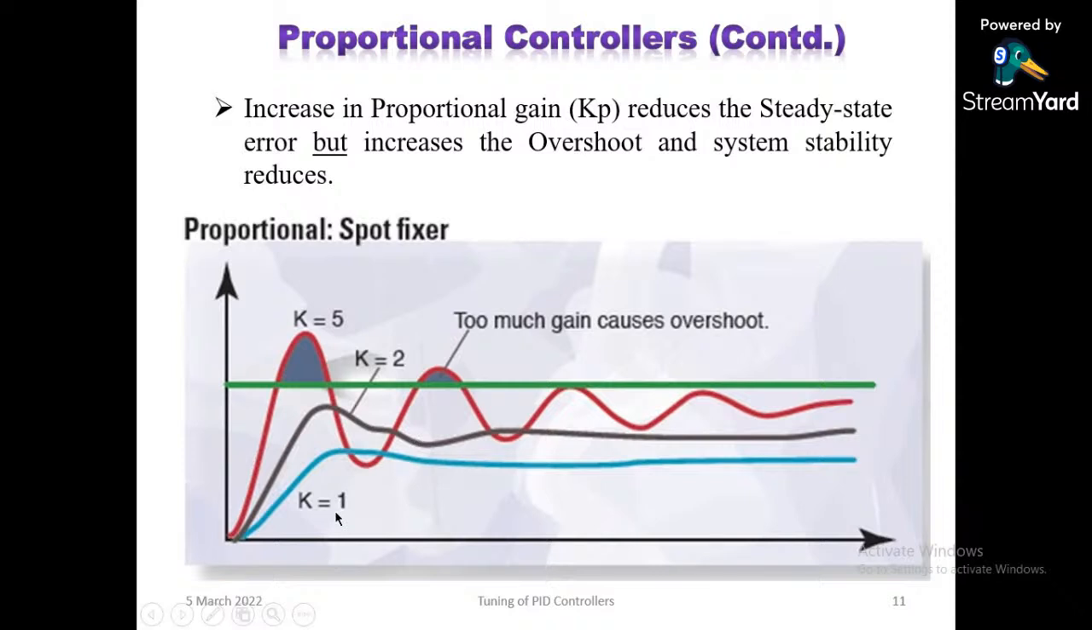As you increase the gain value from 1 to 5, you can see that the error is reducing. Initially see blue, then gray, then orange. Slowly the error reduces. Get me? But meanwhile it is increasing my overshoot. It reduces the error but increases the overshoot. This is what I said here: an increase in proportional gain, that is Kp, will reduce the steady state error but increase the overshoot and reduce the stability of the system. Okay? This is the proportional controller.